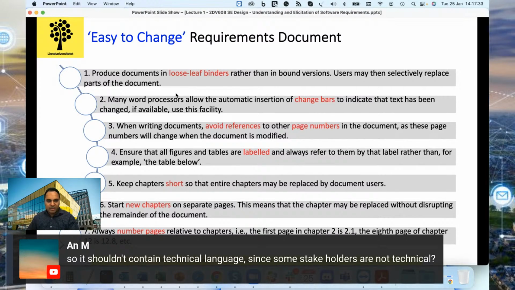These are very general requirements also for other documents that you want to make easy to read or easy to change. So I think there is nothing new in terms of requirements document.